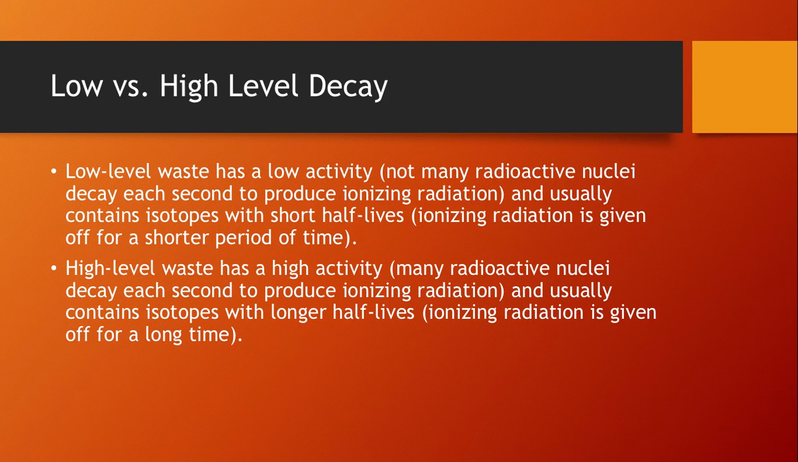Another thing that needs to be considered is low versus high level waste. Low level waste has a low activity, meaning not many radioactive nuclei decay each second to produce that ionizing radiation, which is so dangerous, and usually contains isotopes with short half-lives. Right, that radiation is given off for a shorter period of time. High level waste, on the other hand, has a high activity, which means many more radioactive nuclei decay, and usually contains isotopes with longer half-lives, meaning they give off radiation for a longer period of time.